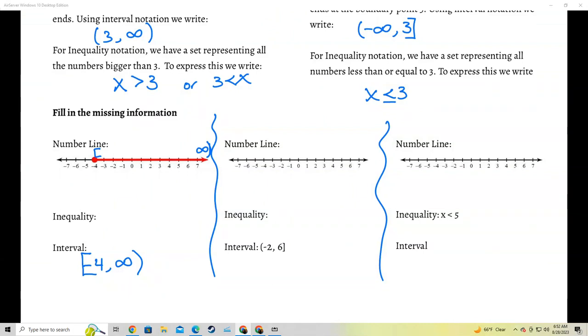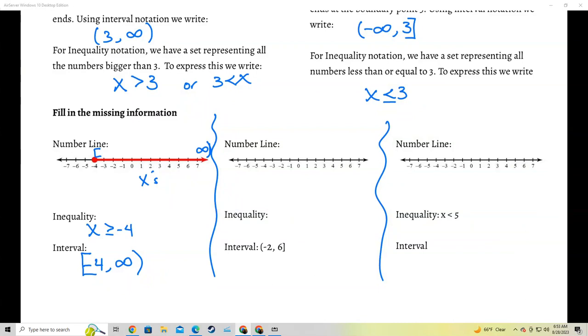As far as inequalities are concerned, these are all the x's that are greater than or equal to -4. I need an equal sign because that dot is filled in. So I need all the x's to be greater than or equal to -4.